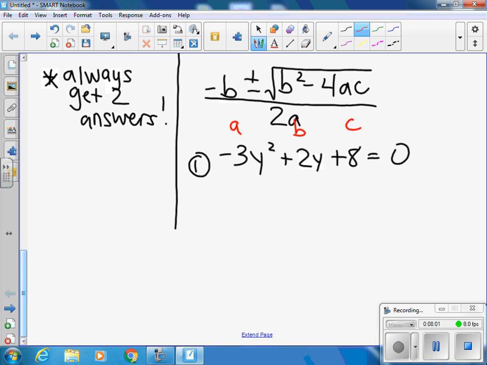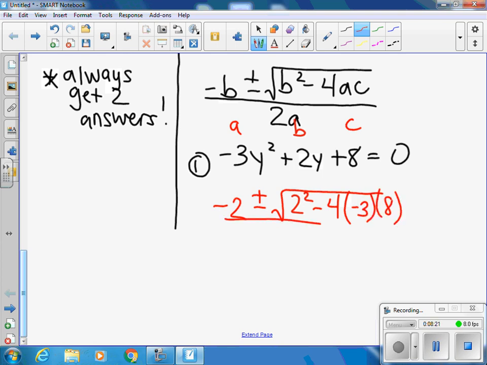So now we're going to plug things in, right? In the negative b spot, that means that whatever b is, it becomes the opposite of it. So since it's positive 2, it's going to turn negative 2 in the formula. Then you need the plus minus sign, square root. B squared would be 2 squared minus 4 times a, which is negative 3, times c, which is 8. All of that is divided by 2 times negative 3. Right? And then we want to clean it up.